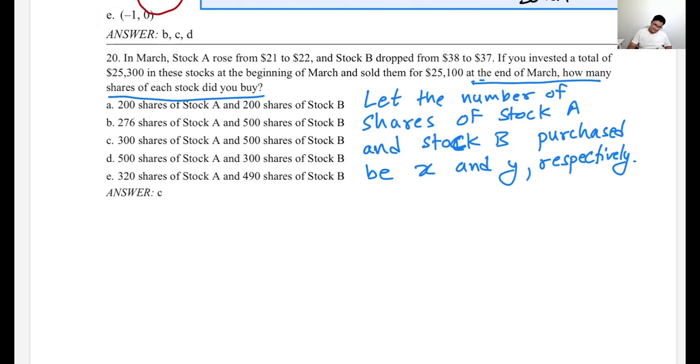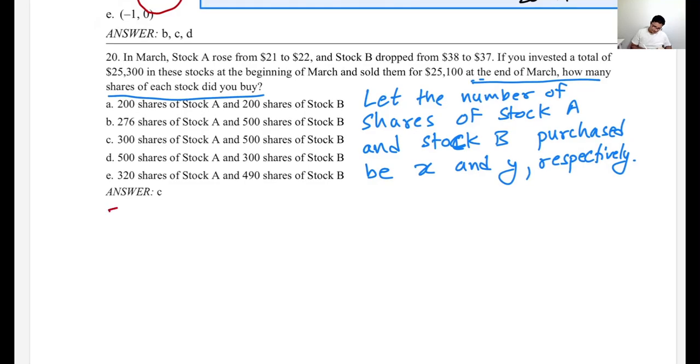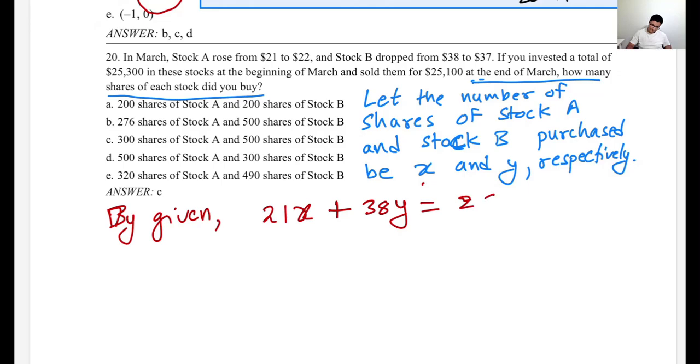And then you say, by given. What does the question give us? You would have spent 21x dollars in purchasing shares of stock A, because each share was $21 and you purchased X of them. And similarly, you would have spent 38y dollars for stock B. And that would have cost you $25,300.